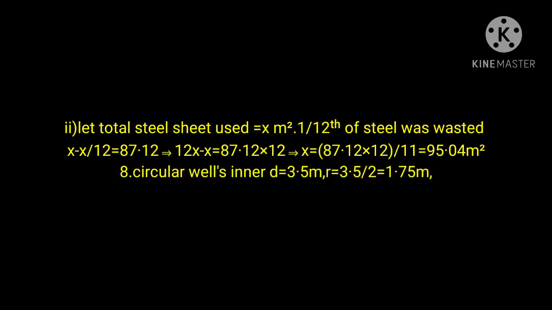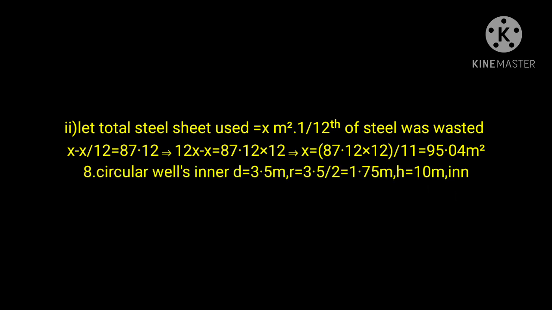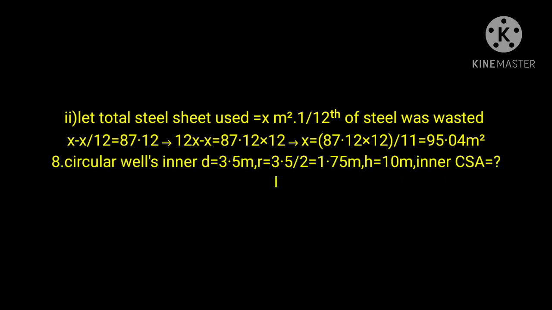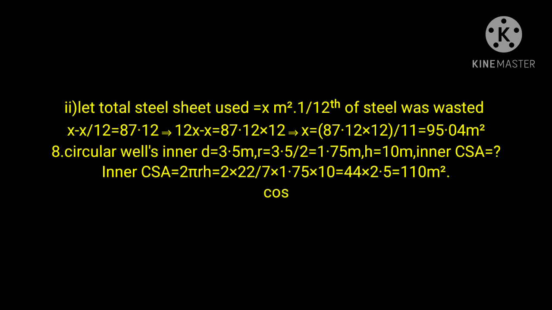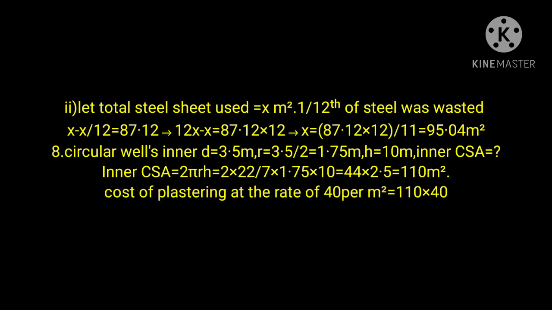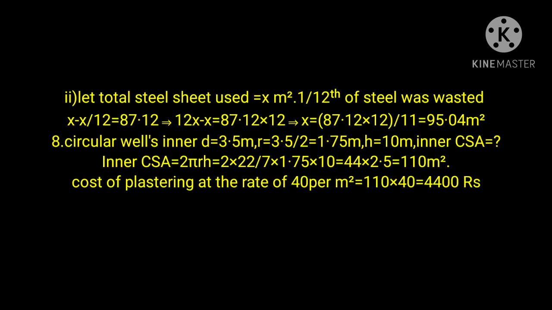Next, 8th question, a circular well, inner diameter D is equal to 3.5 meters, R is equal to 3.5 by 2, that is 1.75 meters and H is equal to 10 meters. Inner CSA is equal to how much? Inner CSA is equal to 2 pi RH, that is equal to 2 into 22 by 7 into 1.75 into 10 is equal to 44 into 2.5, that is equal to 110 meters square. Cost of plastering at the rate of 40 per meter square, that is equal to 110 into 40 is equal to 4,400 rupees.